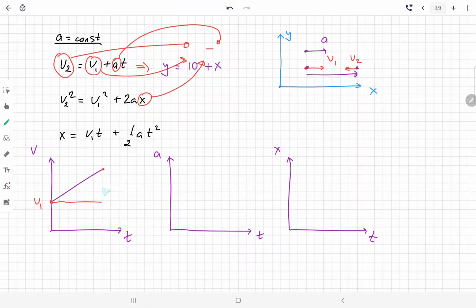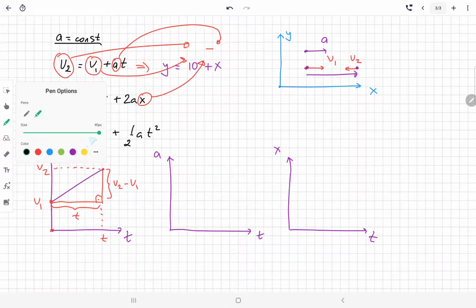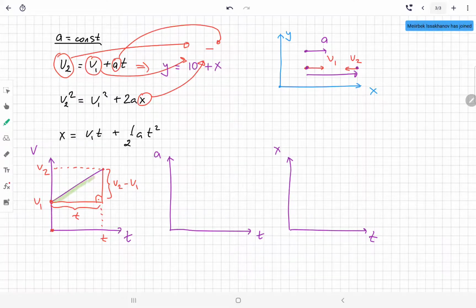So we can draw this kind of triangle in terms of math, in terms of geometry. This is a right triangle, and this part equals v2 minus v1. So this part is the final velocity. This side of the triangle equals v2 minus v1. This part basically equals time because it starts at zero time. So this side of the triangle equals t basically. So pay attention, we have a right triangle here.